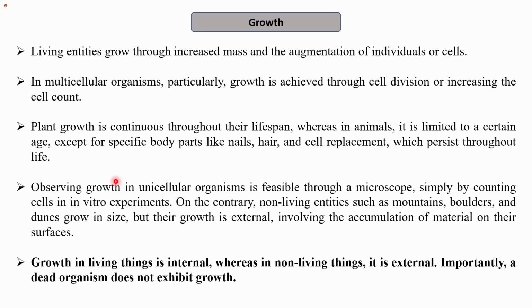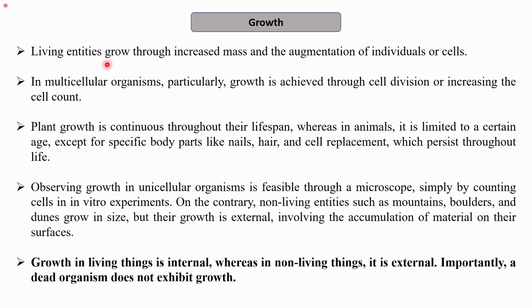So firstly, we will start with growth as a parameter for living organisms. We know that living entities grow through increased mass and the augmentation of individuals or cells. Even in our experience, suppose I plant a seed, that seed will grow into a sapling and then into a bigger plant. So living entities grow by an increase in their mass or size, and this happens by an increase in the number of cells or the number of individuals.